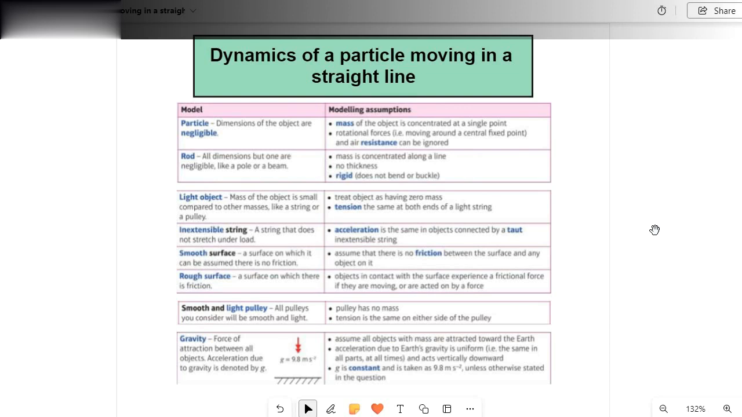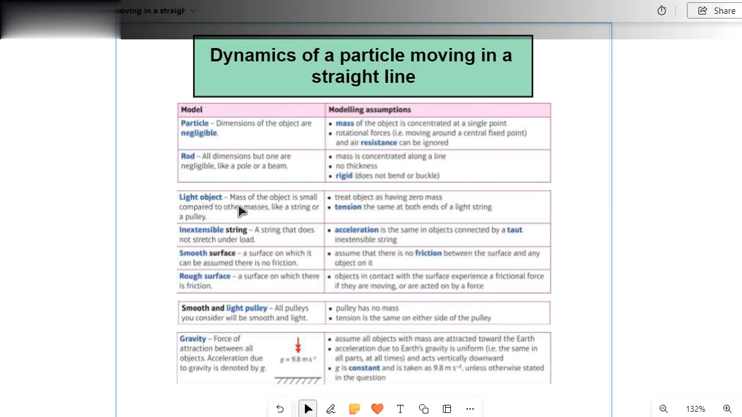for mechanics. These are particle. Dimensions of the object are negligible, meaning the mass of the object is concentrated at a single point and rotational forces and air resistance can be ignored. Rod. All dimensions but one are negligible, like a pole or a beam. Mass is concentrated along a line, no thickness, and it is rigid.